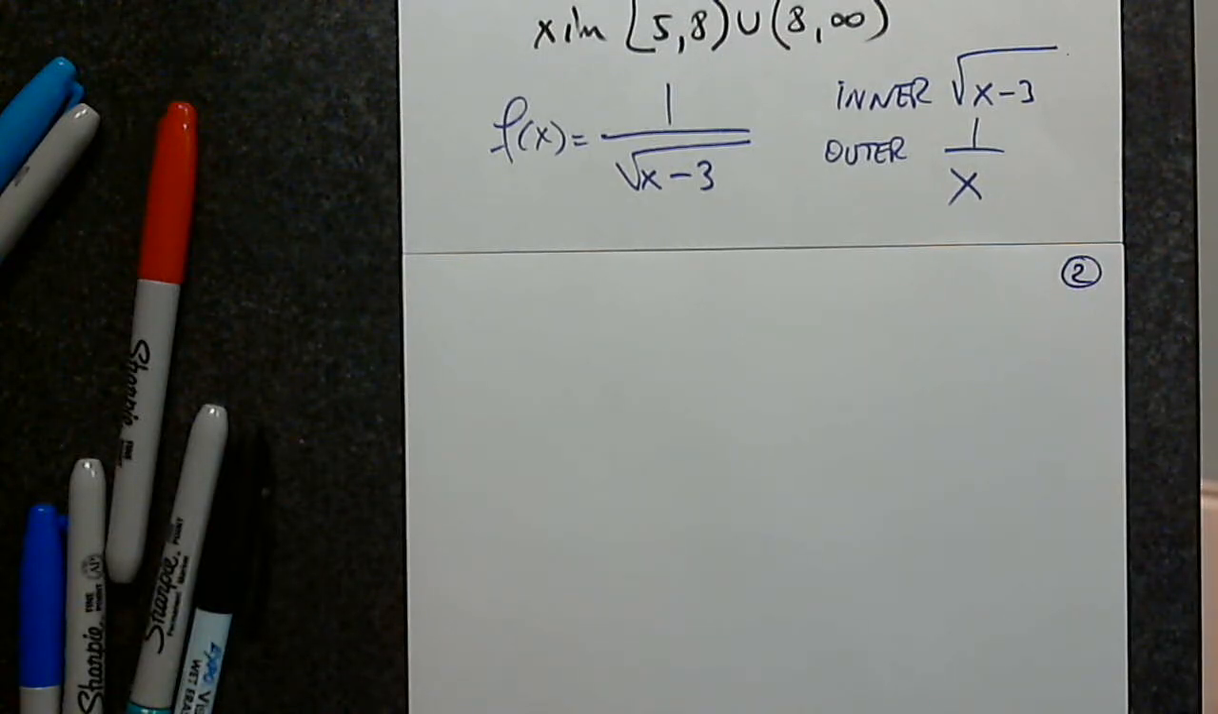Exactly the same. You have the inner, which is x to the 7th minus, and the outer will be the 6th root of x. Exactly the same.